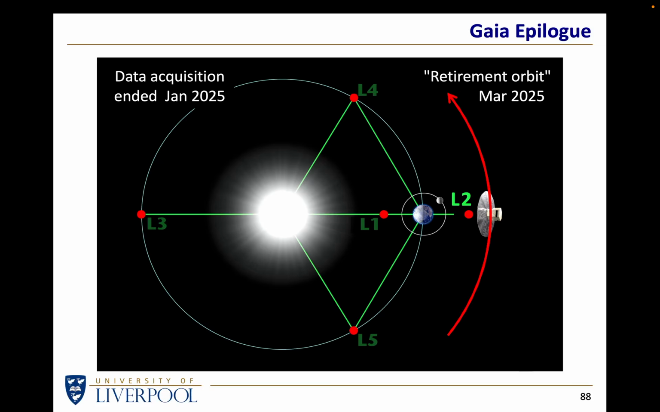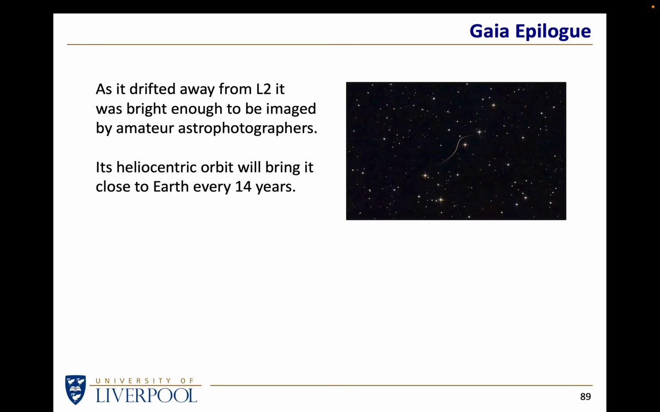Probably about 14 years from now, it will come close enough to Earth to be perhaps visible. As it drifted away from L2, it was actually visible from Earth. This little S you can see in the middle of that image, that's an amateur taking a picture of the sky, and there's Gaia drifting away from L2 as it was put into its retirement orbit.